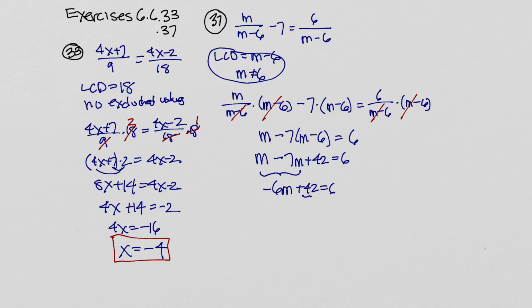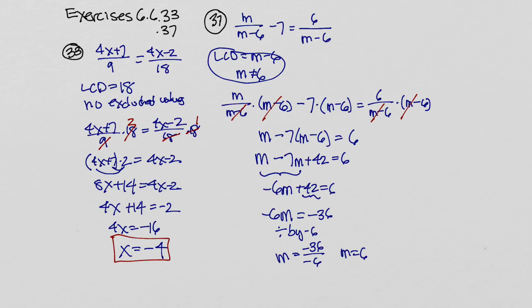Let's subtract this 42, so we'll get negative 6m equals 6 minus 42, which is negative 36. And when we divide by that negative 6, we're going to get m is equal to negative 36 over negative 6. m is equal to 6.